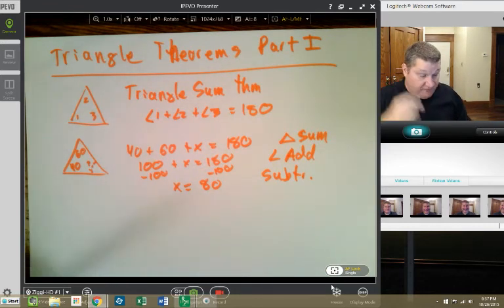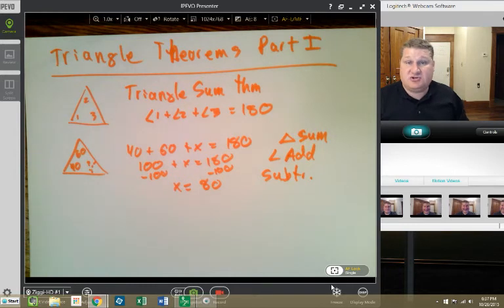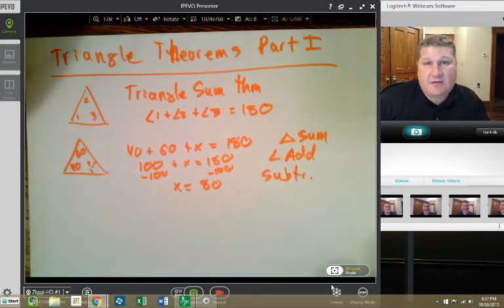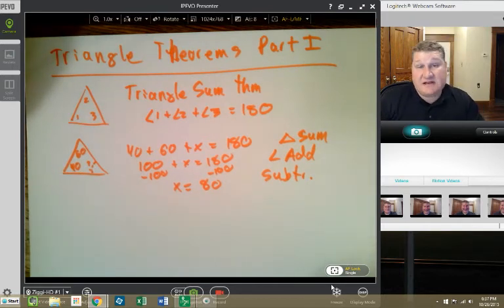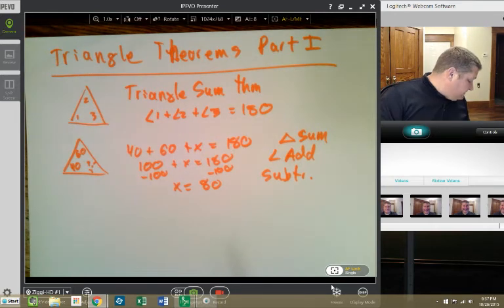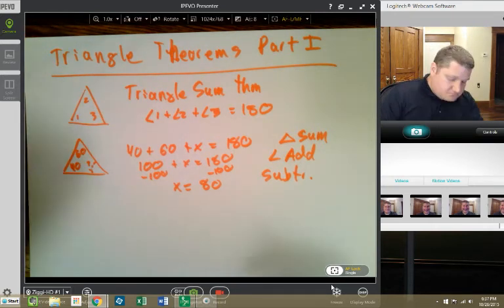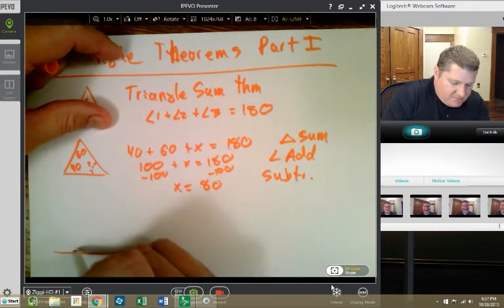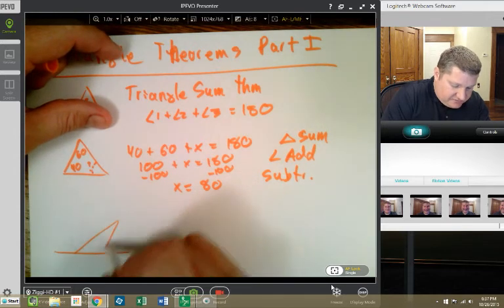So remember, everything we're doing with these in geometry is we're giving both a statement and a reason. If you can't back it up with a reason, then you haven't really said anything of value. So that's one of the things that we have to do. The next piece of the puzzle is the remote interior angles theorem.